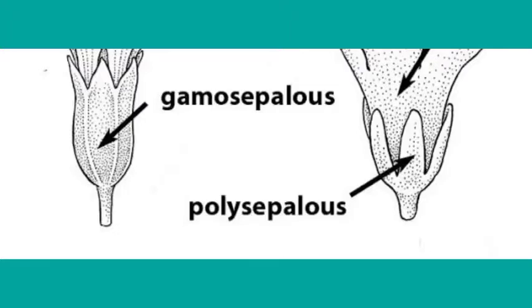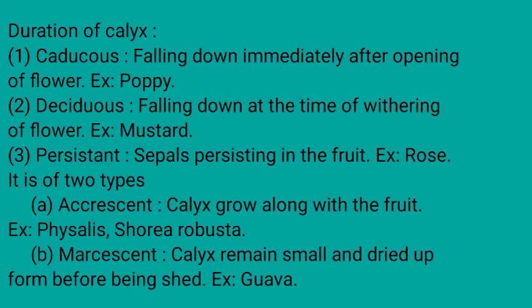Let's see the diagrammatic representation. The fused sepals condition is called gamosepalous condition. The free or individual sepals condition is called polysepalous condition. Based on the duration, calyx is classified into three different types.